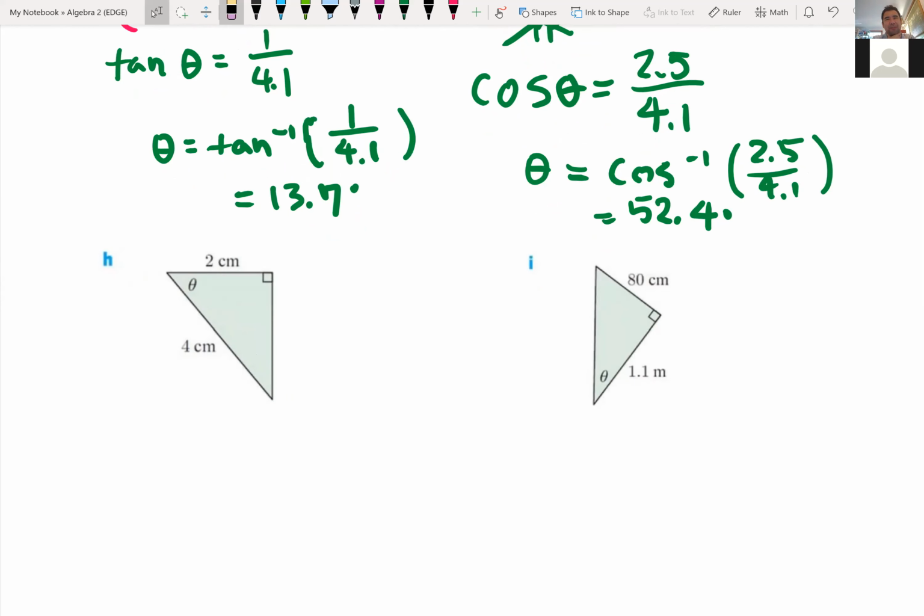I don't know if anybody is planning on taking the SAT this year, but I've seen a lot of trig ratio problems, sine, cosine, tangent problems. Hopefully this will come in handy.